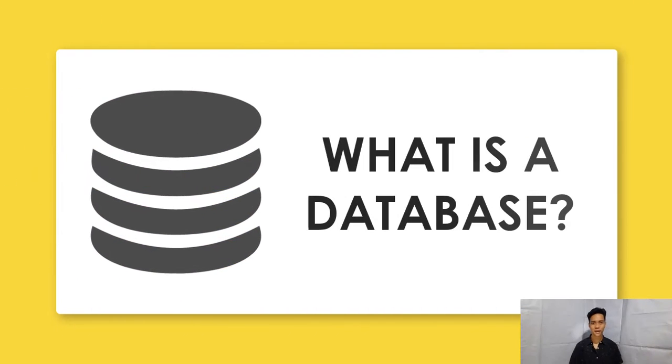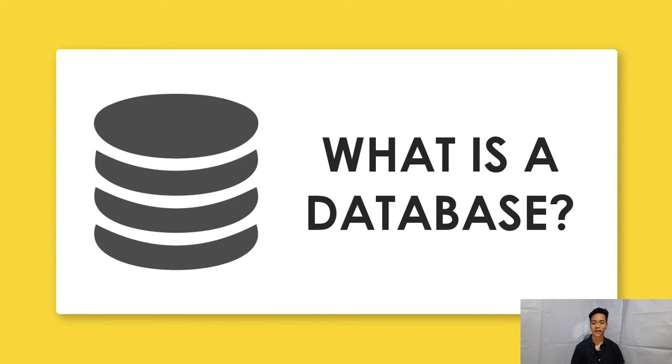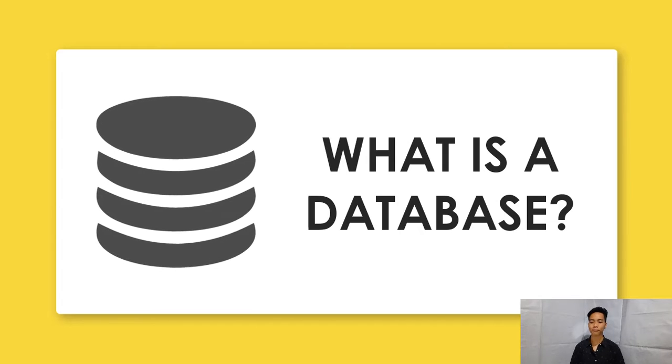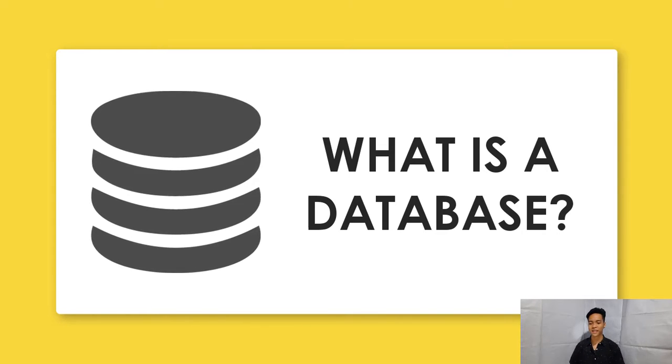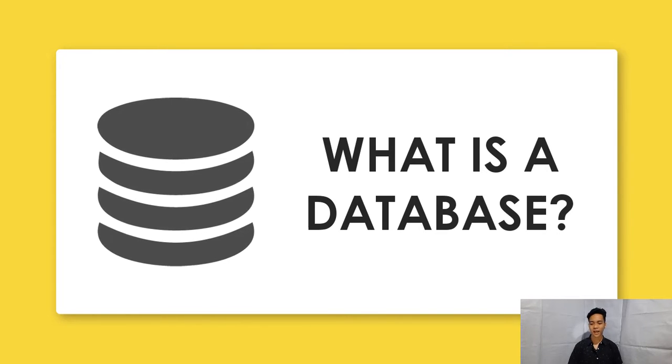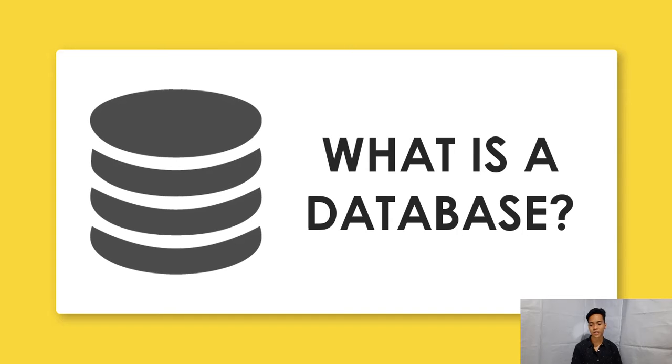What is a database? A database, often abbreviated as DB, is a collection of information organized in such a way that a computer program can quickly select desired pieces of data. You can think of a traditional database as an electronic filing system, organized by fields, records, and files. A field is a single piece of information. A record is one complete set of fields, and a file is a collection of records.